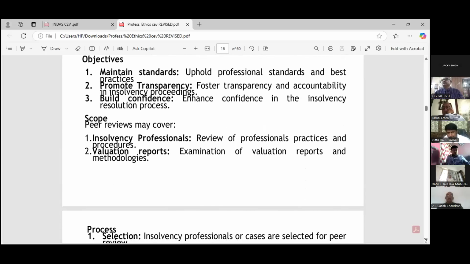Then we have the scope. What is the scope of peer review? In the insolvency process, it reviews the professional practices and procedure. In the valuation report, it is the examination of the valuation report and methodology. What valuation report you have done, and what methodology you have adopted, you have to give to the RVO as you come under the peer review.